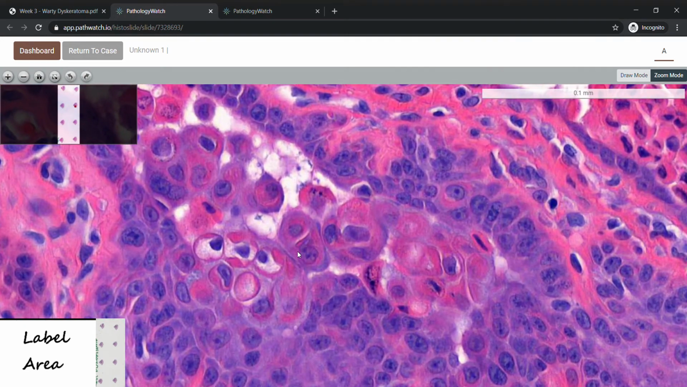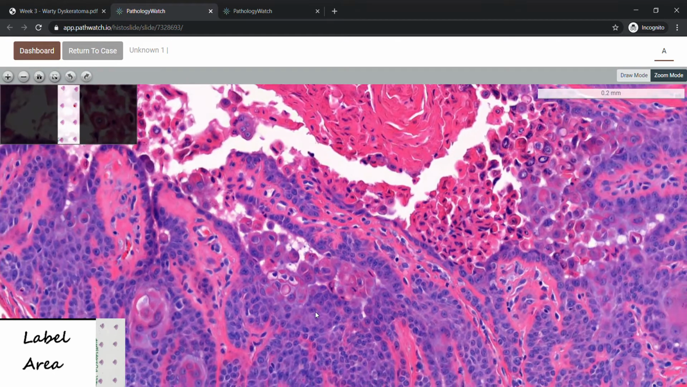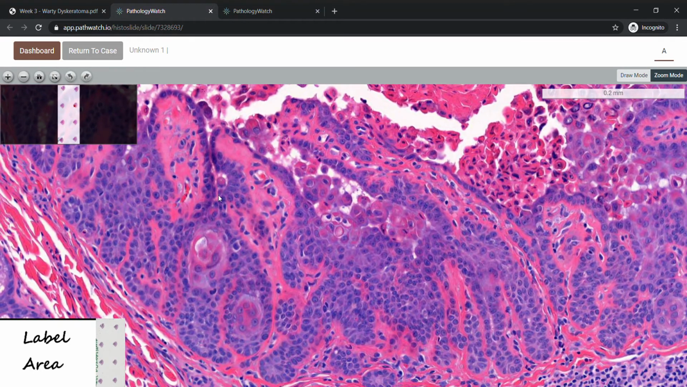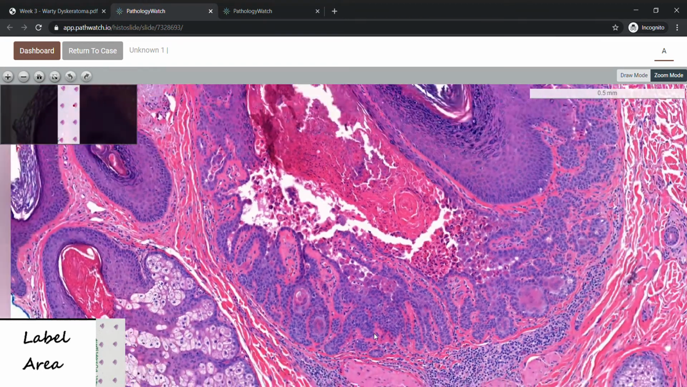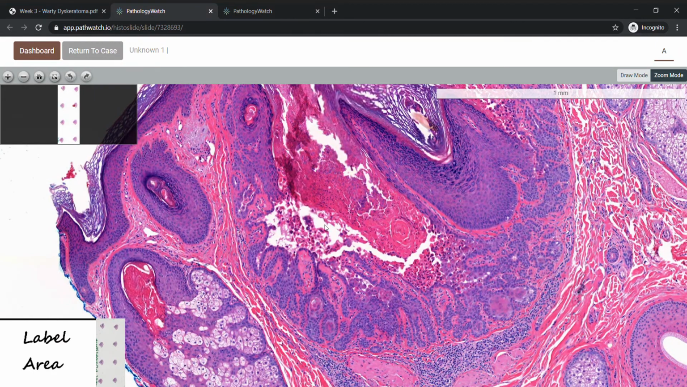Corps ronds are dyskeratotic cells that still have a rounded nucleus, whereas corps grains are dyskeratotic cells with a flattened nucleus like a grain of rice, as seen here. Warty dyskeratomas also show villi projecting into the lesion, as well as a central keratin plug.